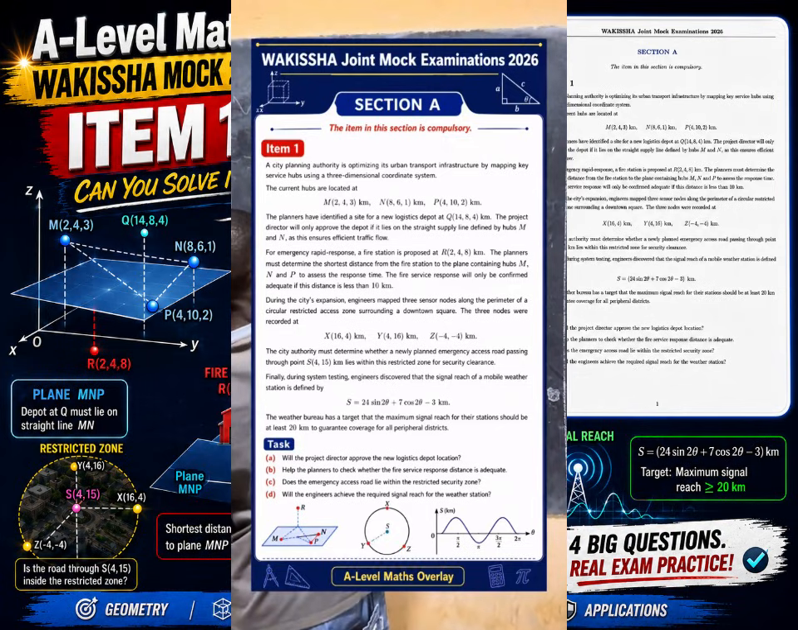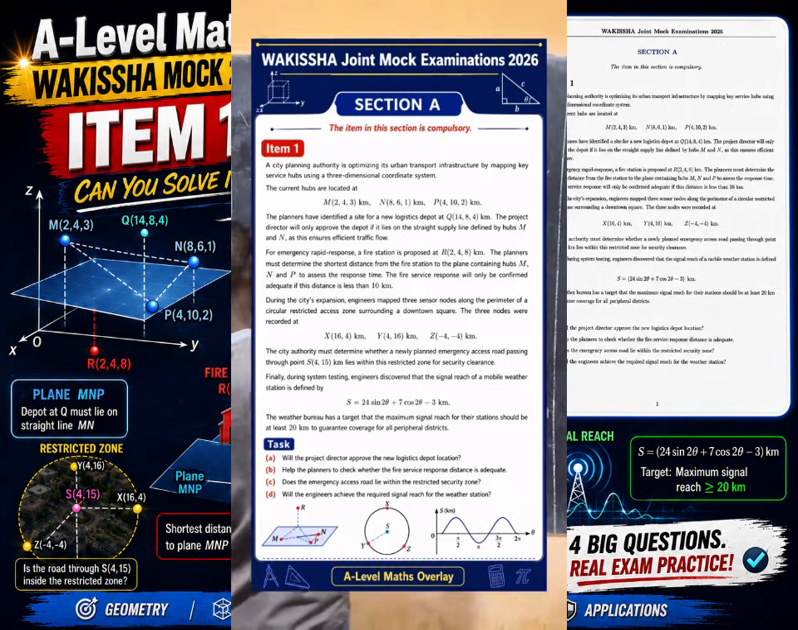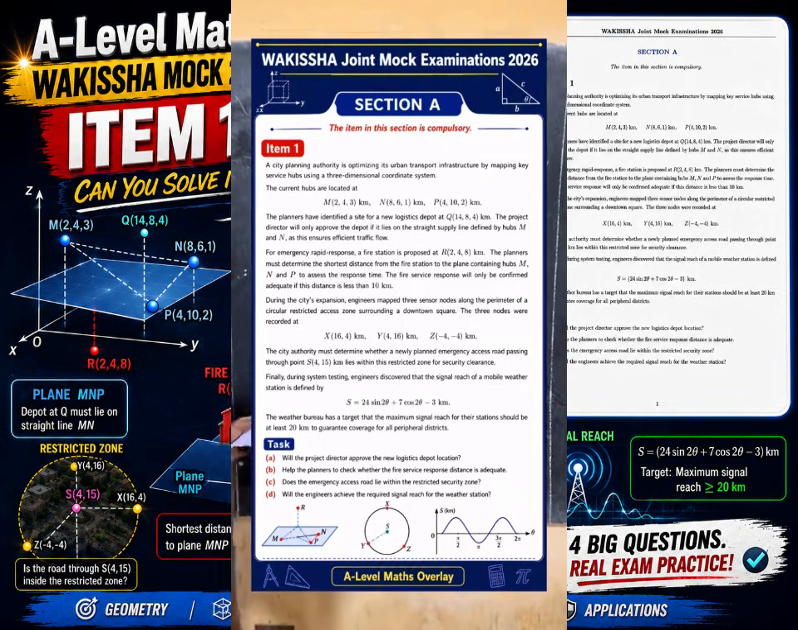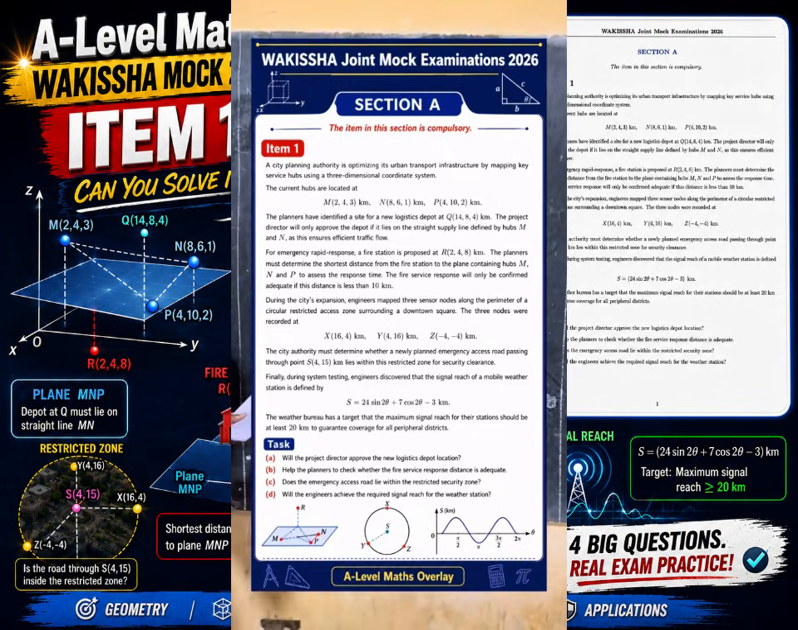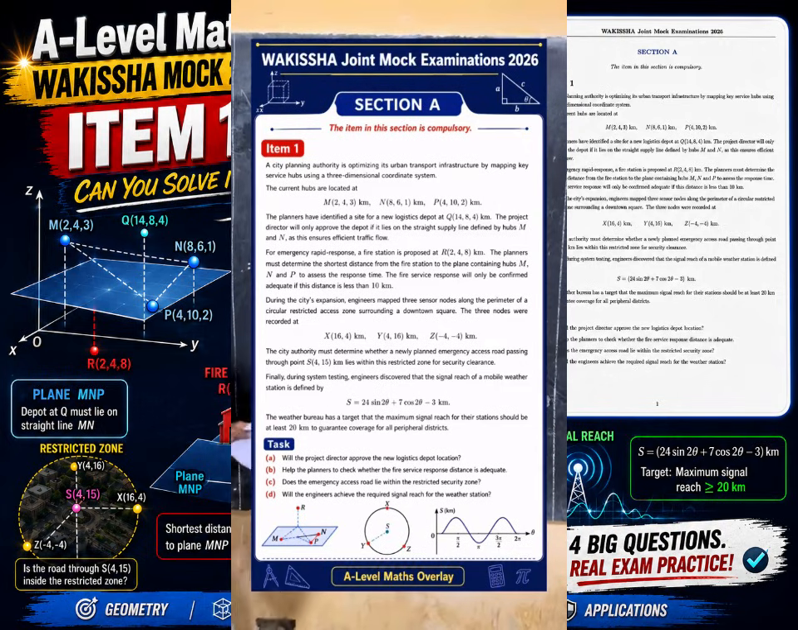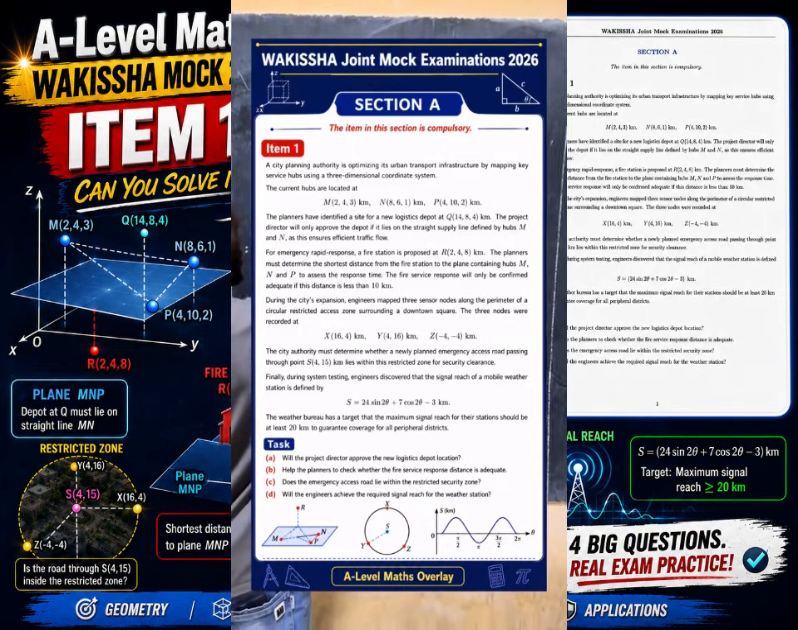There is a minus 3, then we close the brackets. These are kilometers. Then the Weather Bureau has a target that the maximum signal reach for their stations should be at least 20 kilometers to guarantee coverage for all peripheral districts. They have said at least, so it should be greater or equal to 20 kilometers.